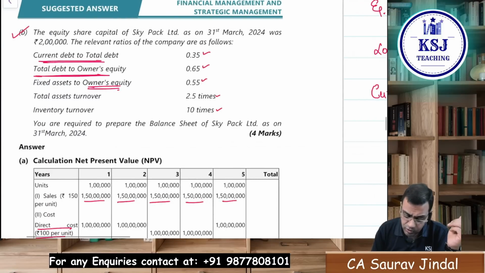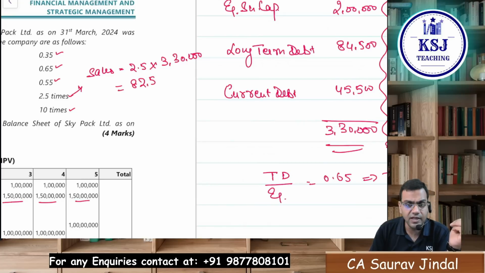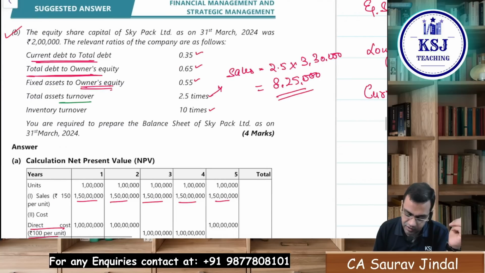Yes sir. Total assets turnover ratio. From this total assets turnover ratio we can calculate what? Sales. Sales is equal to 2.5 times of the total asset. Total asset is 3,30,000. Right, so 3,30,000 into 2.5, that comes to 8,25,000. Sorry, not 82,50,000, it will be 8,25,000. This will be your sales, and the inventory turnover ratio is given.